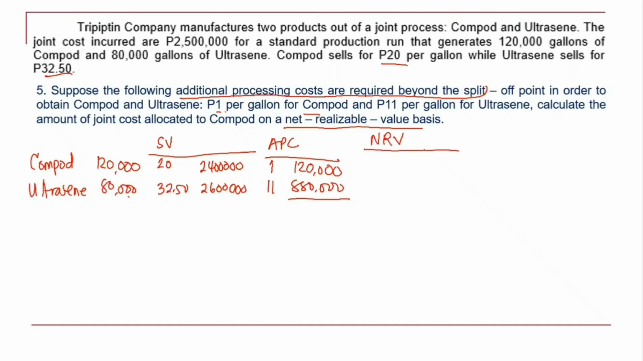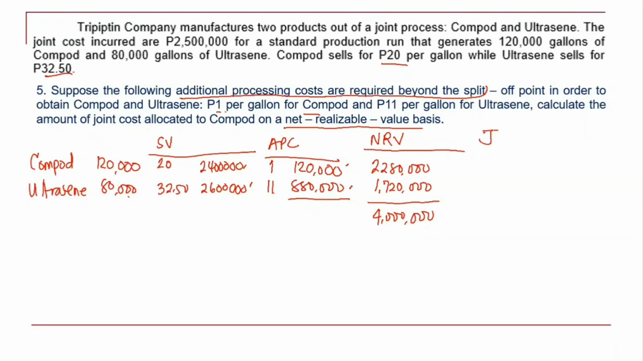Wala namang cost of sales. So siya na yan. So 2.4 million minus 120,000. So that would be 2,280,000. Ayan po. So 2.6 million minus 880,000. So that would be 1,720,000. Ayan. So ang total NRV, total na natin kasi ito na yung basis natin, 4 million. Ayan. So calculate the amount of joint cost allocated to Compod.